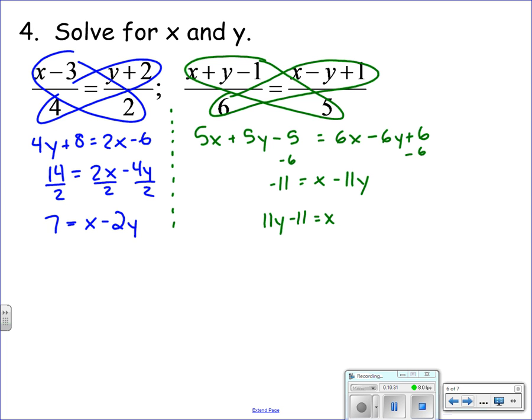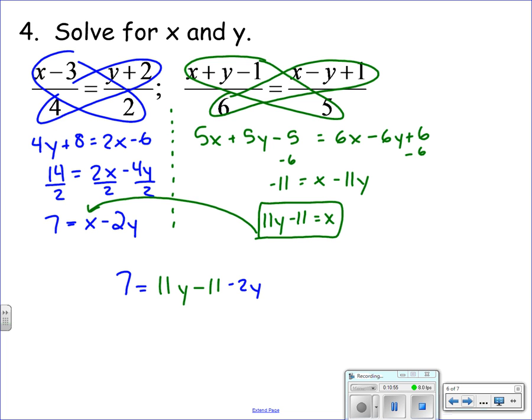Since I can solve for one variable here, I can just take and substitute that in for x. So we end up with 7 equals x, substituting in from the other one, 11y minus 11 minus 2y. Now I have an equation in only one variable. If I add the 11 over, I get 18. 11 minus 2 is 9y. Y is going to end up equaling 2.